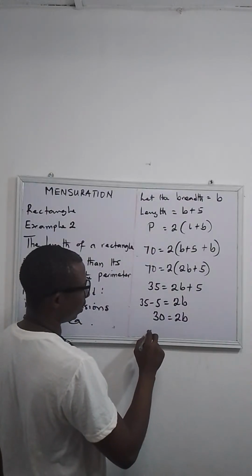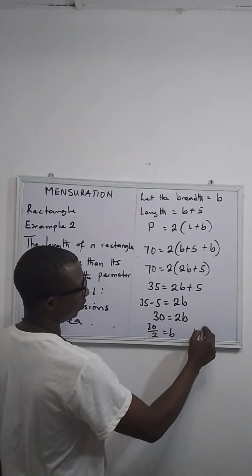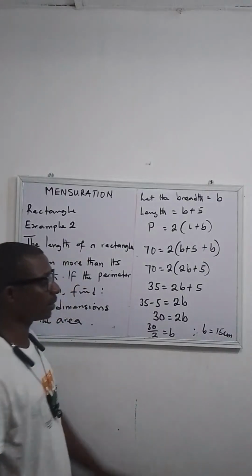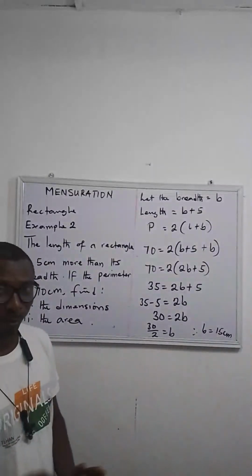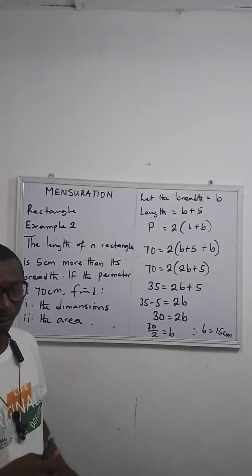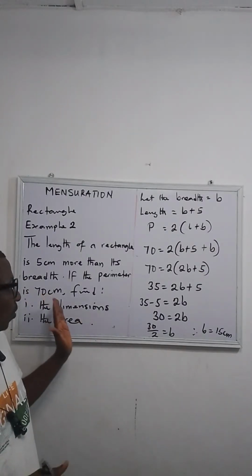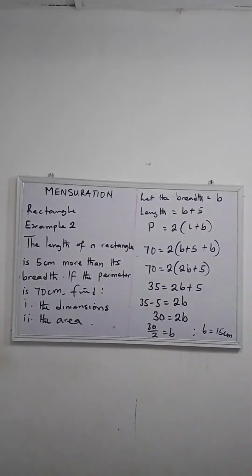So we have 30 over 2 equals b. Therefore, b equals 15 centimeters. So the breadth is 15 centimeters. So what's going to be the length? I'm not going to do that for you. So do that and drop it in the comment section. What is the length of the rectangle from what we have here? If you know the answer, drop it in the comment section. What is the length?